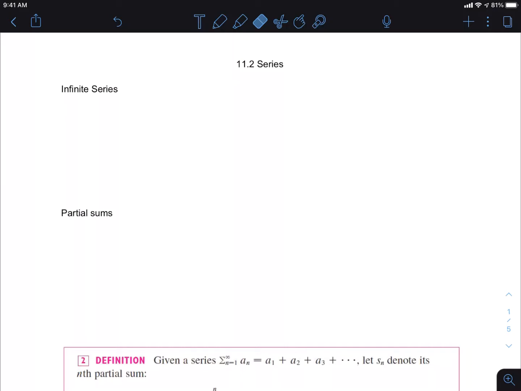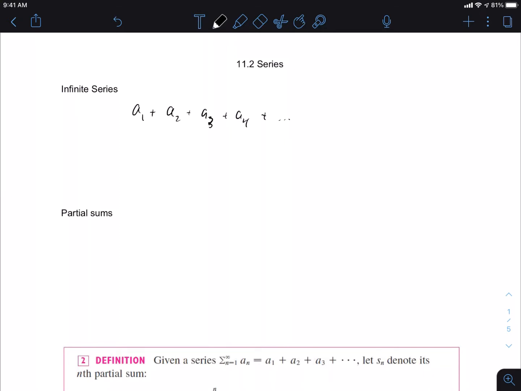Class. So today we're going to talk about 11.2, series. I just did this and the audio didn't work, so I'm doing it again. So here you go. An infinite series is just like a sequence, but in terms of writing the terms, we're adding them up, and it's going to go on to infinity.